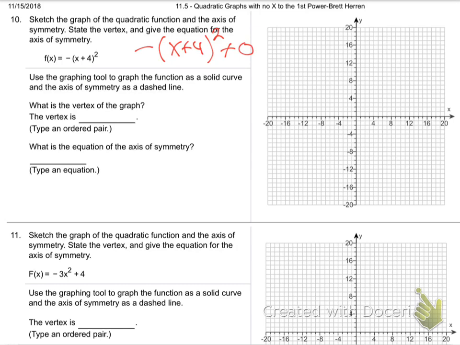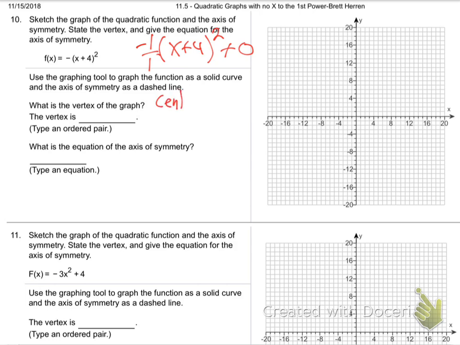Okay, number 10, we have minus x plus 4 squared. So I would put a plus 0 out here just to help. This is really a minus 1 over 1 in the front there, isn't it? Because that number in the front is going to be my slope. So what is my center?